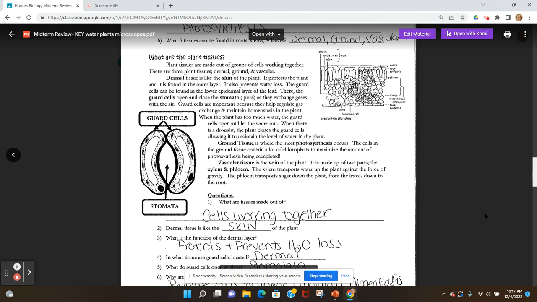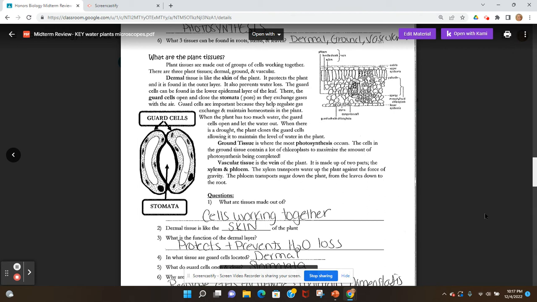Dermal tissue is like the skin of the plant. It protects the plant and is found in the outer layer. It also prevents water loss. The guard cells can be found in the lower epidermal layer of the leaf. There, the guard cells open and close the stomata so they can exchange gases with the air.